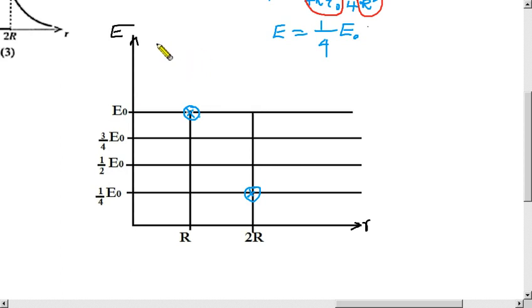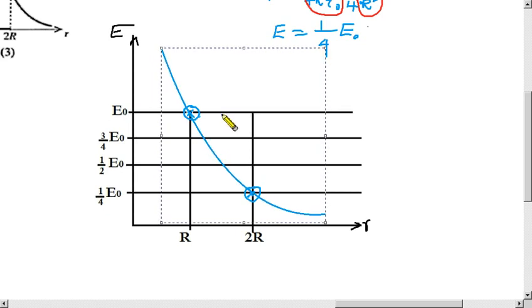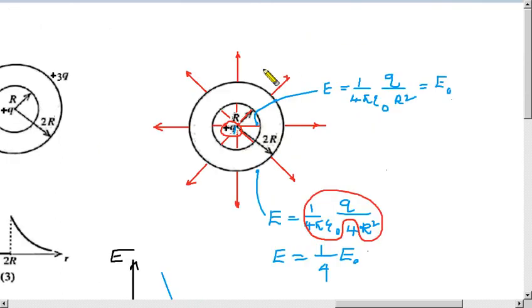So the graph should be like this. If we consider only the center charge, the graph is like this. But actually now we take this one. So there is another positive Q charge.